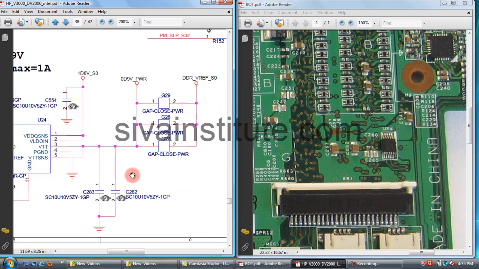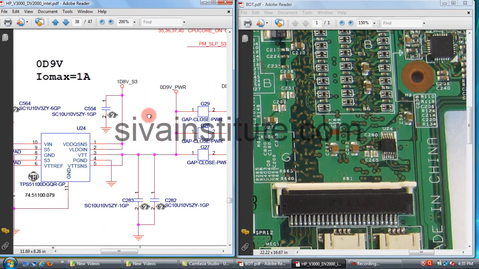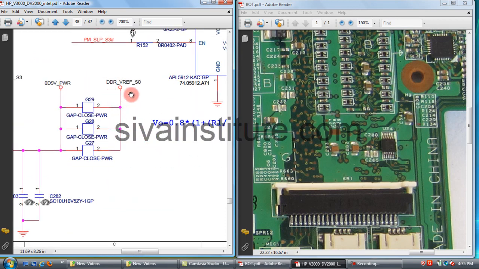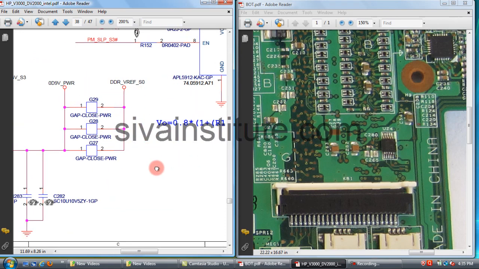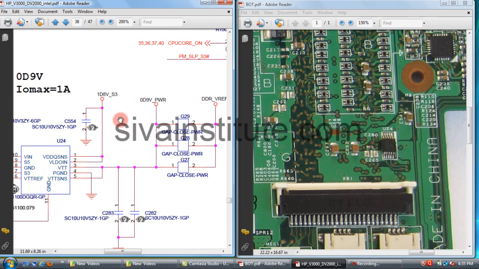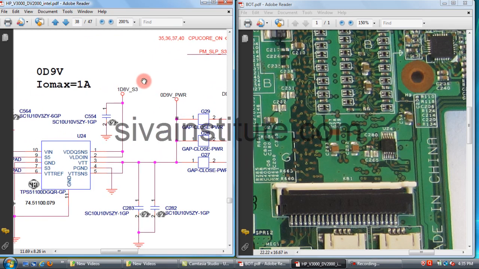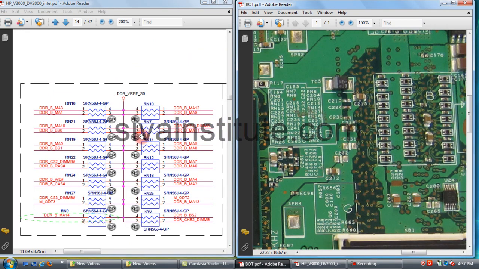This voltage goes to the gap capacitors, 0D9 power, that means 0.9 volts. This is the DDR2 memory termination supply, 0.9 volts. This voltage is DDR V reference S0. This voltage comes out from this IC, U24. This voltage goes to the memory termination resistors or capacitors. This DDR V reference, that means 0.9 volts, comes to these termination resistors.